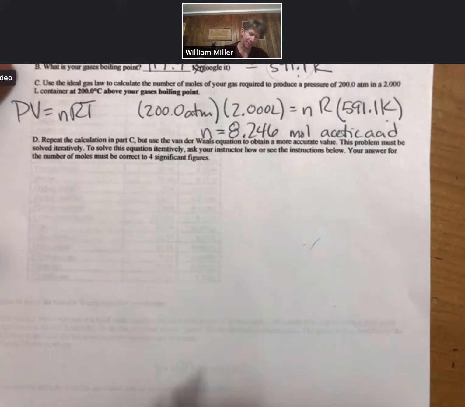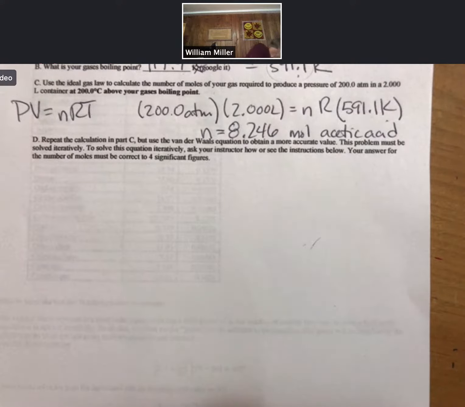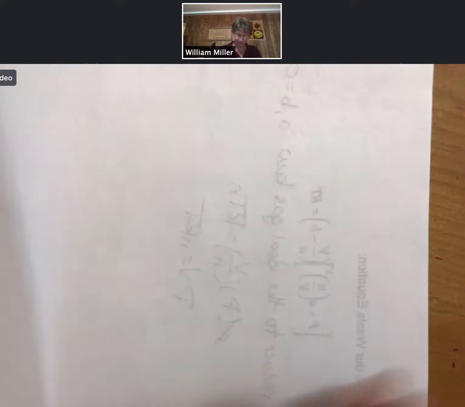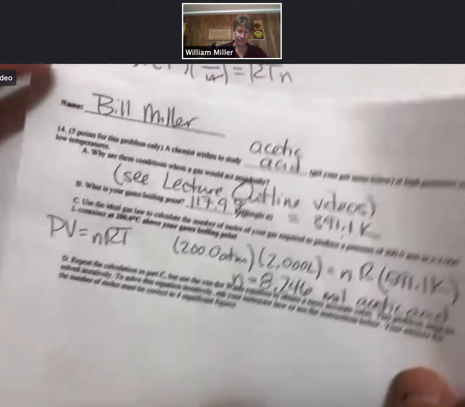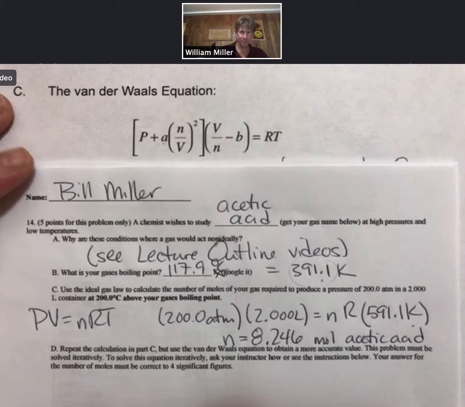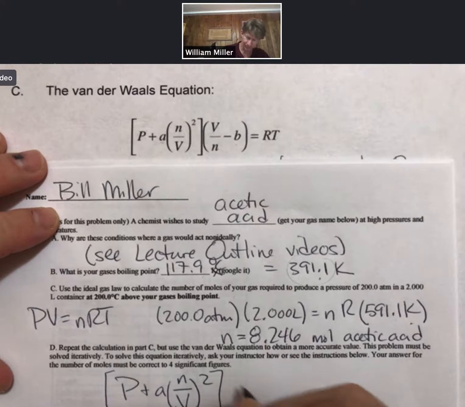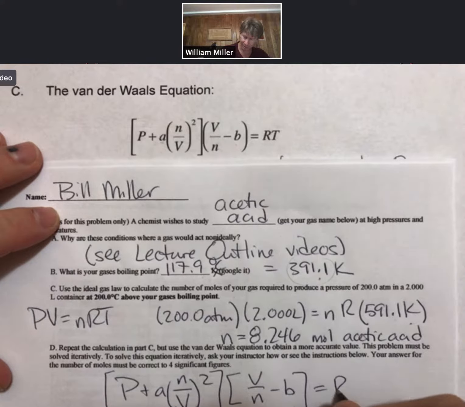Well, the way in which you solve this iteratively is you take the van der Waals equation, and I happen to have it right on the next page. There it is. P plus a, n over V squared, times V over n minus b, equals RT.